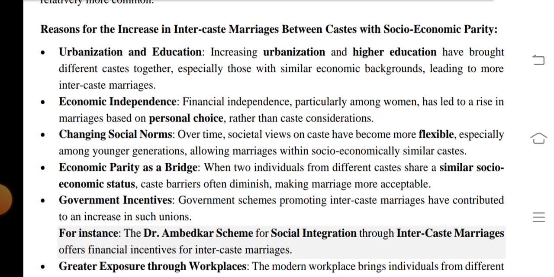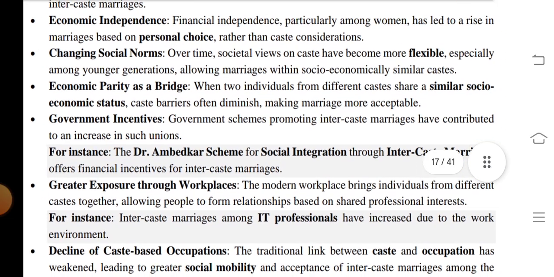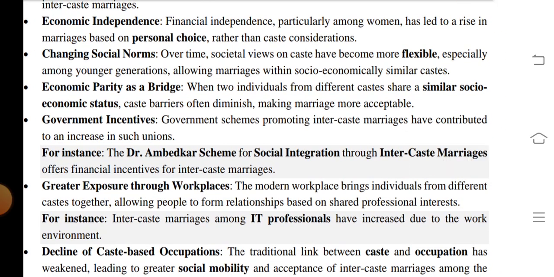Different castes together, especially those with similar economic backgrounds, leading to more intercaste marriages. Economic independence, financial independence, particularly among women, has led to a rise in marriages based on personal choice rather than caste consolidation, changing social norms over time.